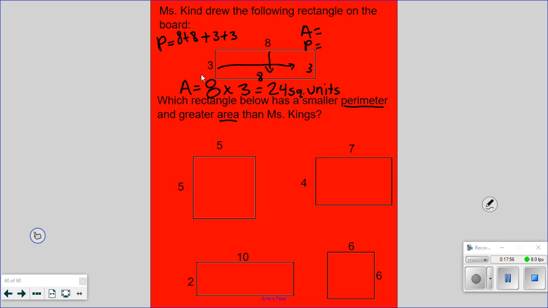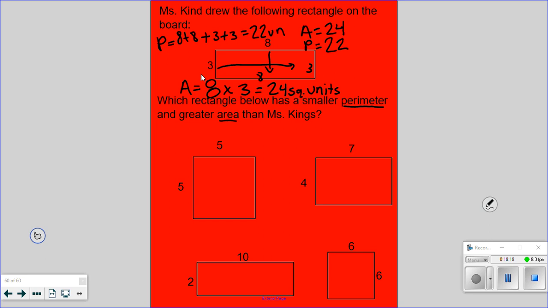Because it's addition, we can add any parts together. Go in any order, we're still going to get a total. Henley? 22? Alright, so we know that our area is 24 and our perimeter is 22.